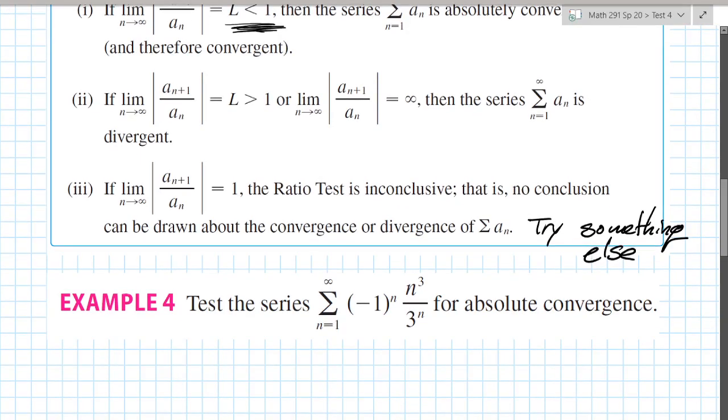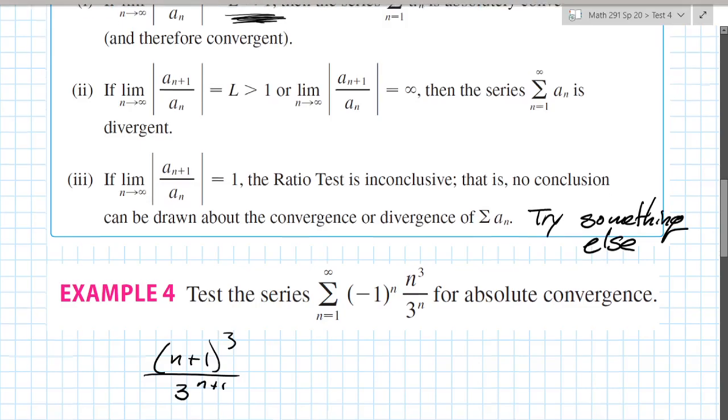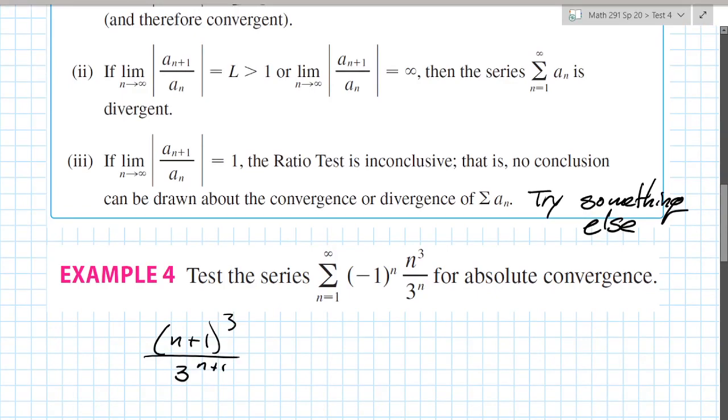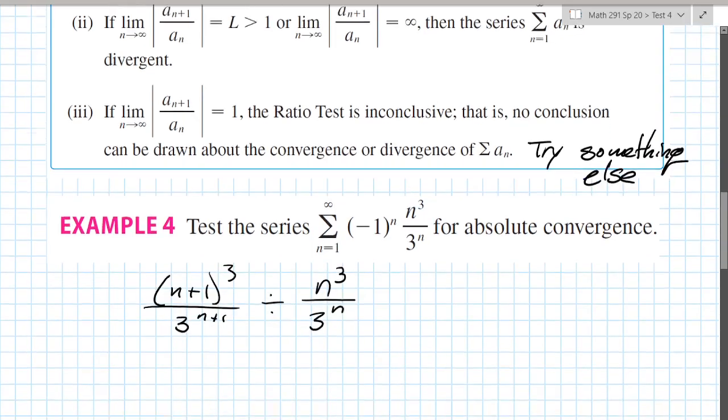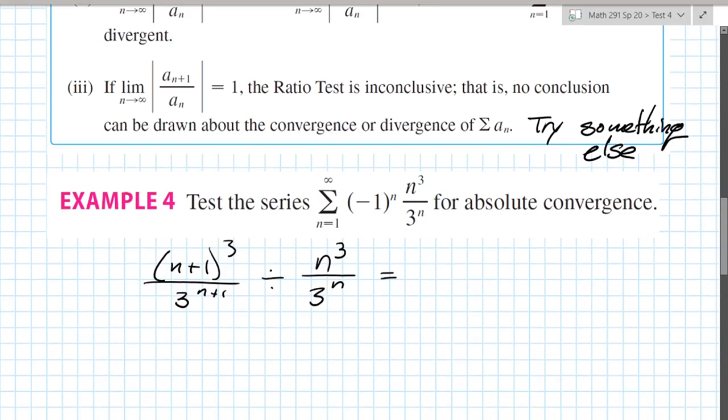So we need the n plus first term up on the top. So we have n plus 1 cubed over 3 to the n plus 1 on the top. This is absolute value, so that takes care of the negative 1 to the n. So I'm not even going to bother with the negative 1 to the n. And we're going to divide it by the n cubed over 3 to the n. I wrote it like this to save a little bit of space. And now we're going to take the reciprocal and multiply.